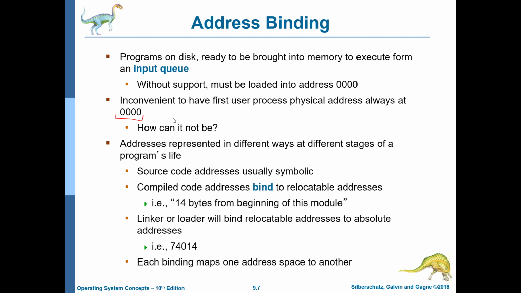So the addresses are represented in different ways in different stages of a program's life. When you are writing source code, our addresses are usually symbolic, unless of course we are into pointer manipulation, which means that we define local variables, global variables, static variables, so they are symbolic. So we are not specifying addresses.